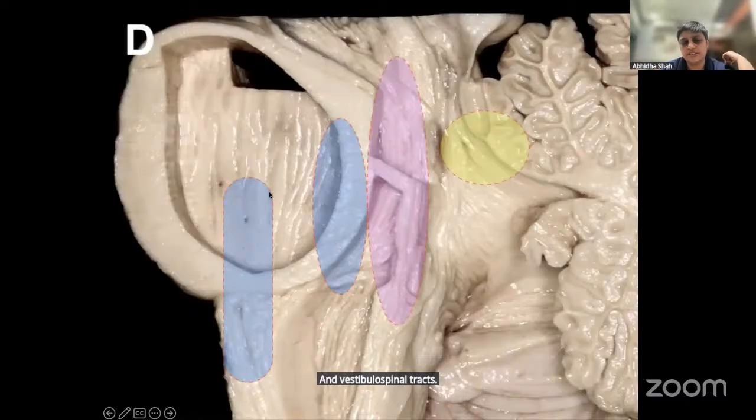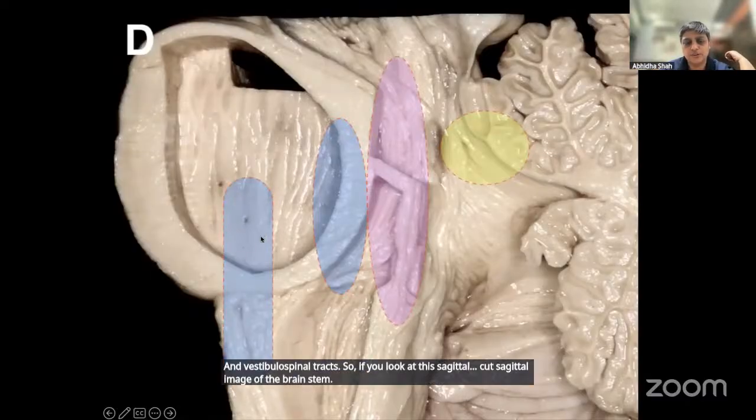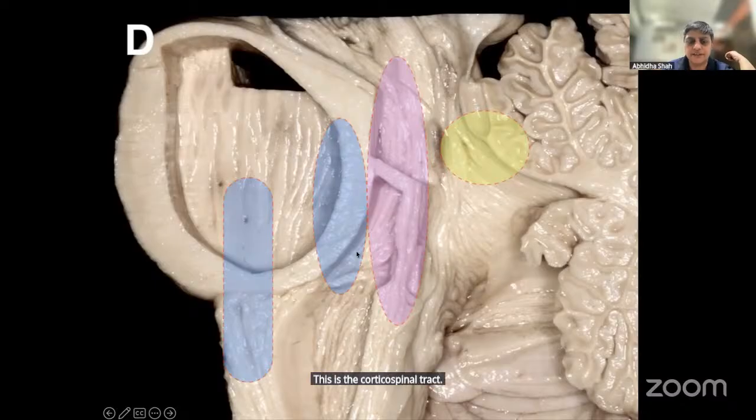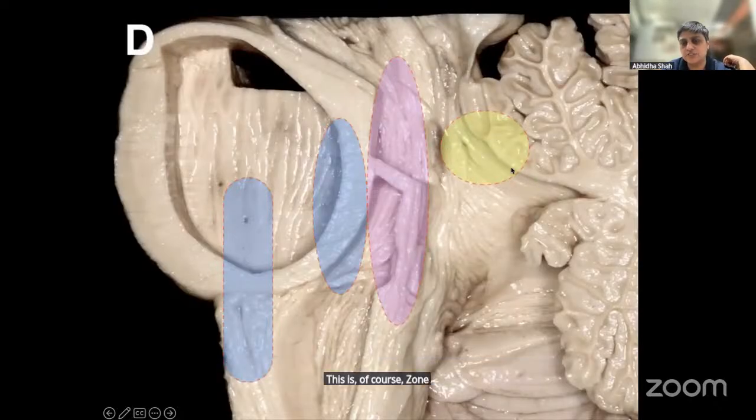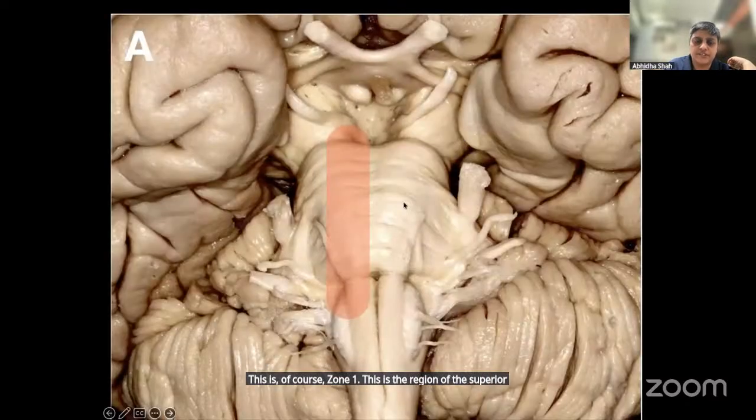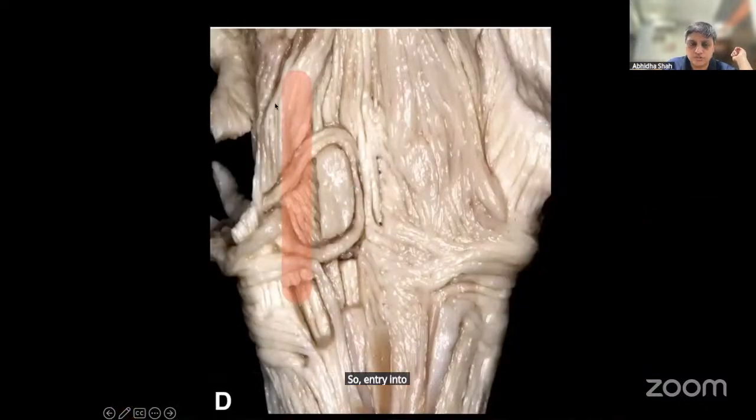If you look at this cut sagittal image of the brainstem, this is the corticospinal tract. This is the medial lemniscus. This is the region of the medial longitudinal fasciculus and the central tegmental tract. This is, of course, zone 1. This is the region of the superior cerebellar peduncle. And if you look from the ventral aspect, this is zone 2. So again, on the floor of the fourth ventricle, this is zone 2.